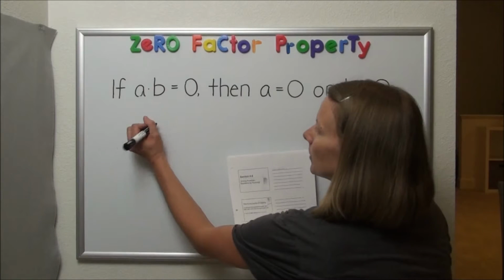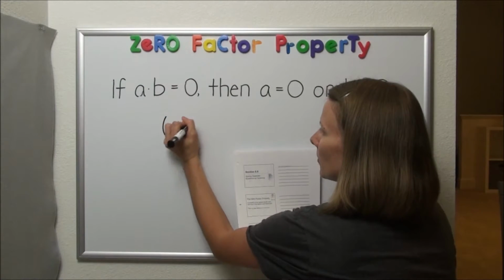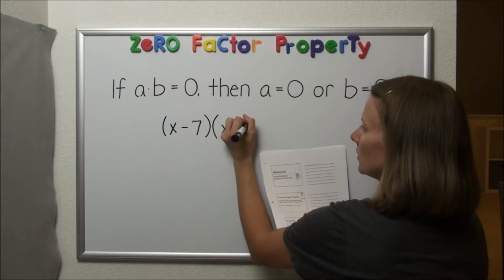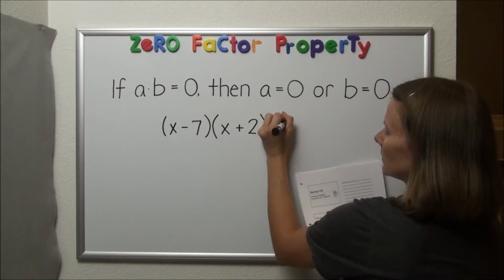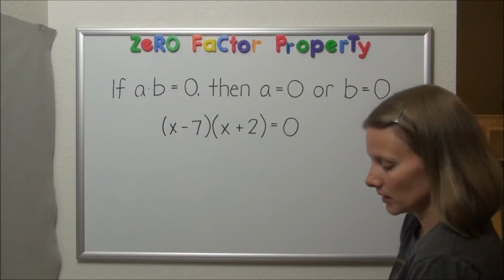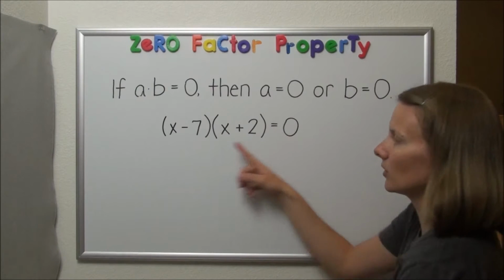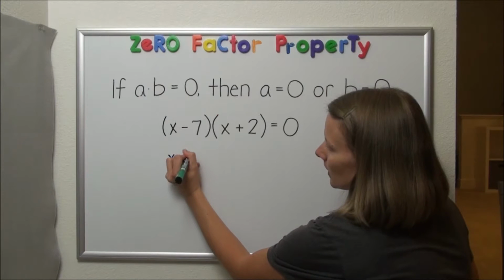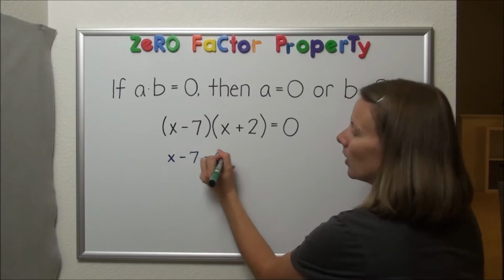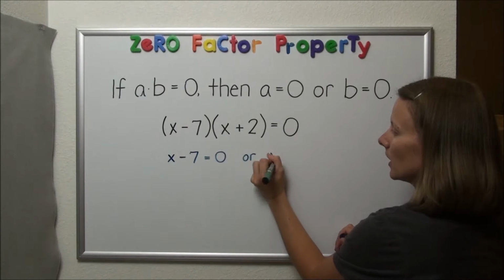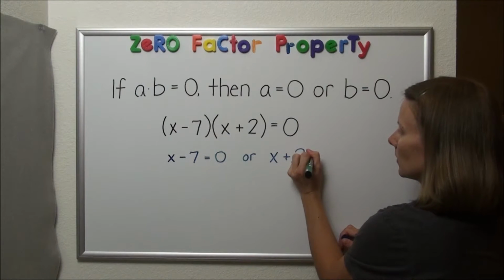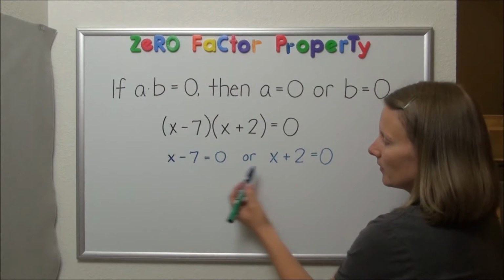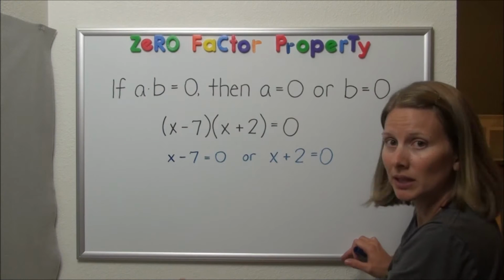So let's look at an example where we have the quantity x minus 7 multiplied to x plus 2 set equal to 0. Again, in using this property, if something times something is 0, one of those factors has to be 0. So either x minus 7 must equal 0, or this other factor, x plus 2, must equal 0. One of them has got to be 0 if they're going to multiply to get a 0. So what we have now is two linear equations, which should now be easier for us to solve.